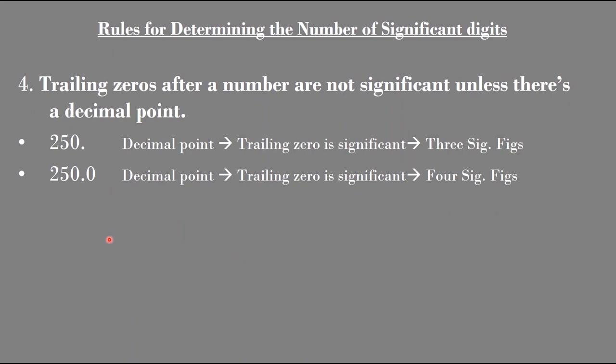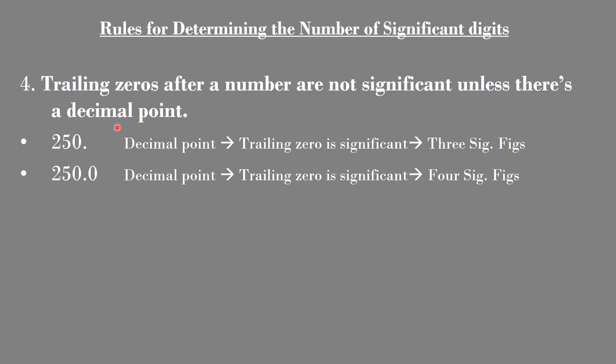The next rule is related to trailing zeros. Trailing zeros after a number are not significant unless there is a decimal point. This is a big caveat here: they won't be significant unless there is a decimal point.